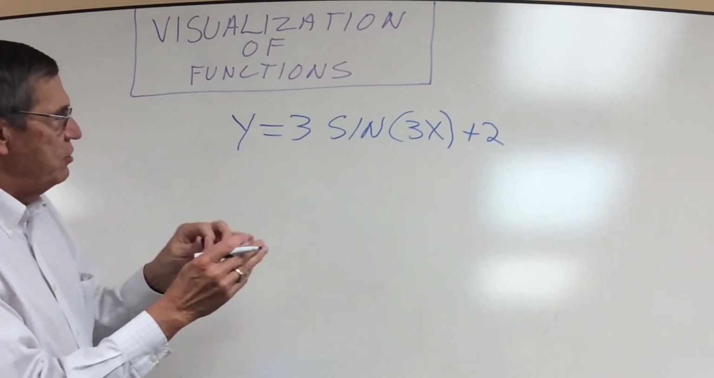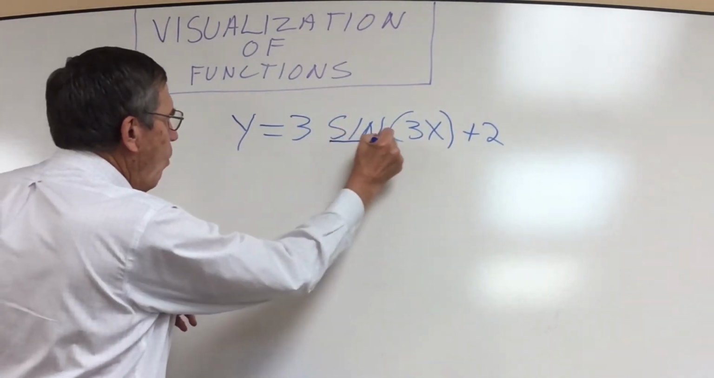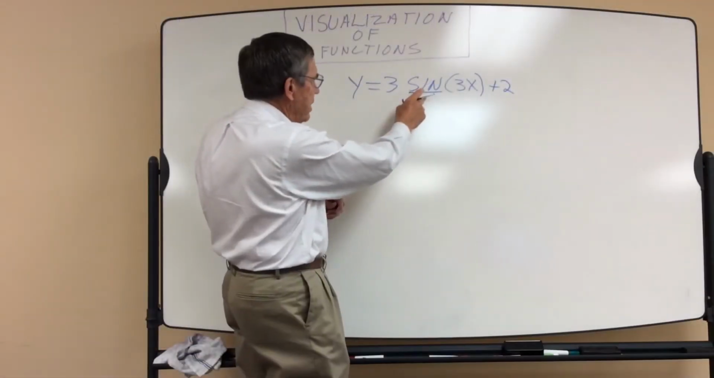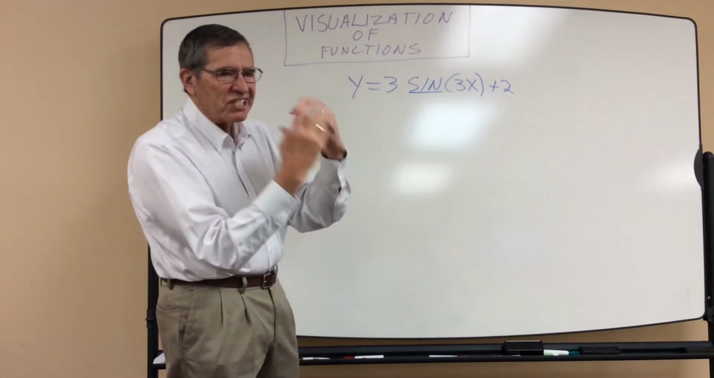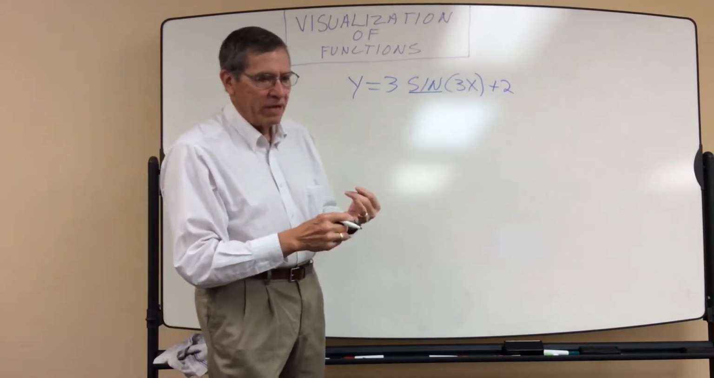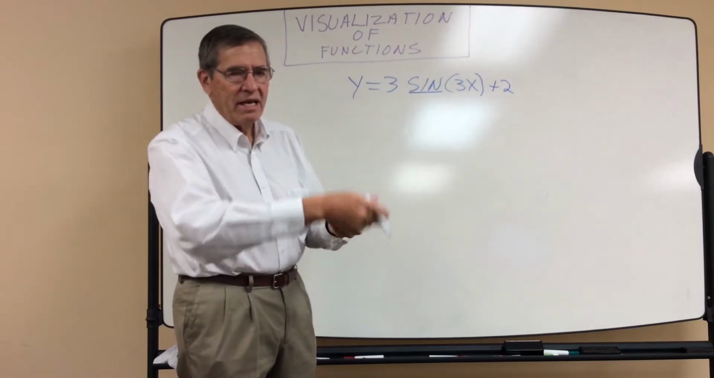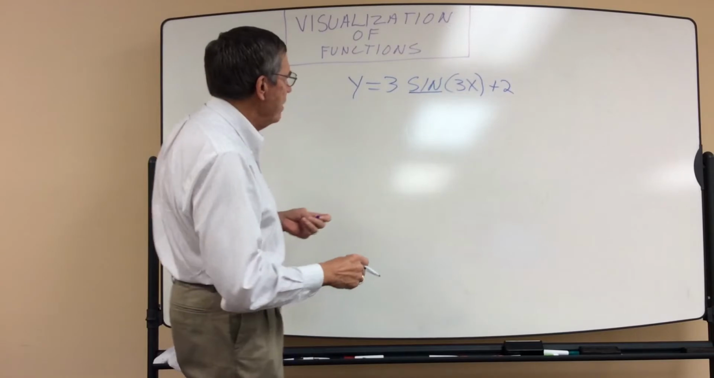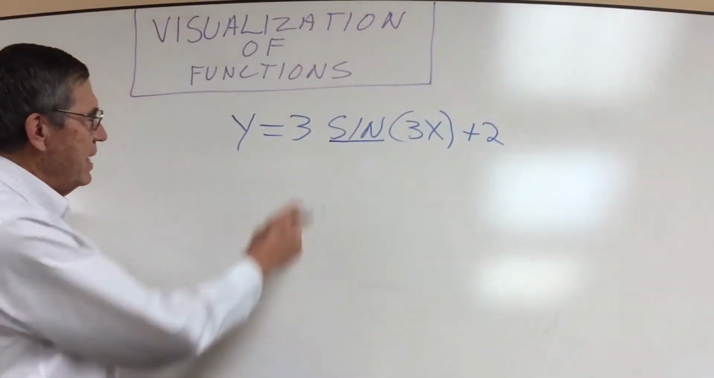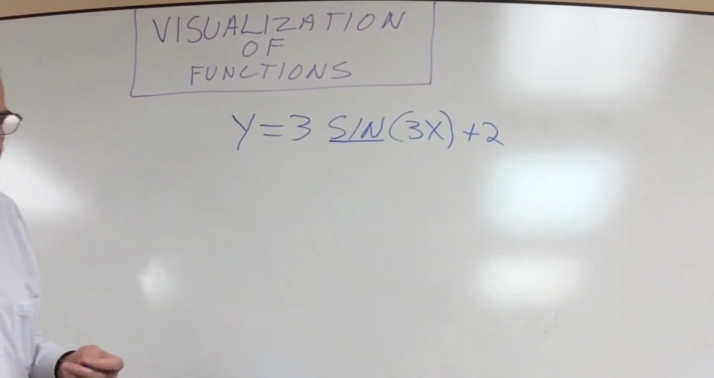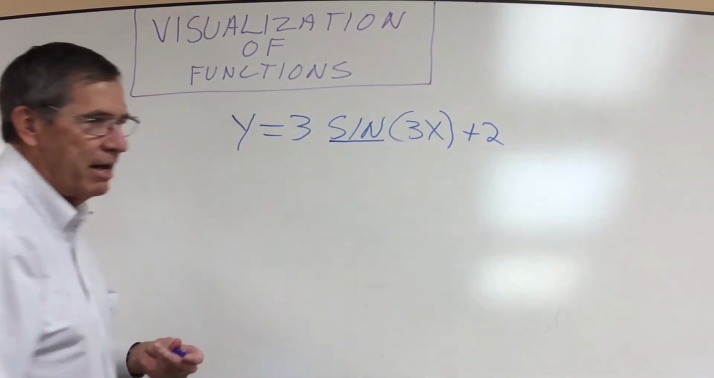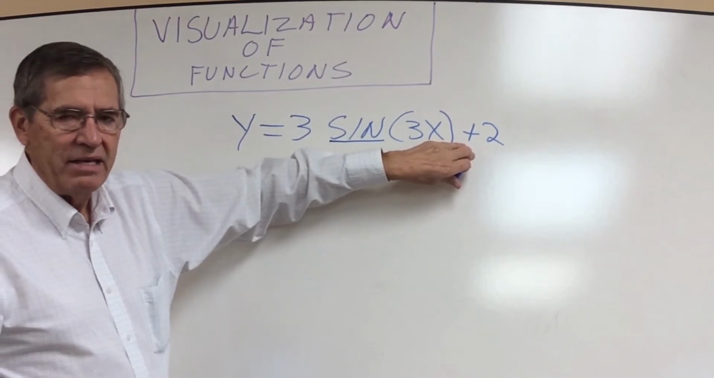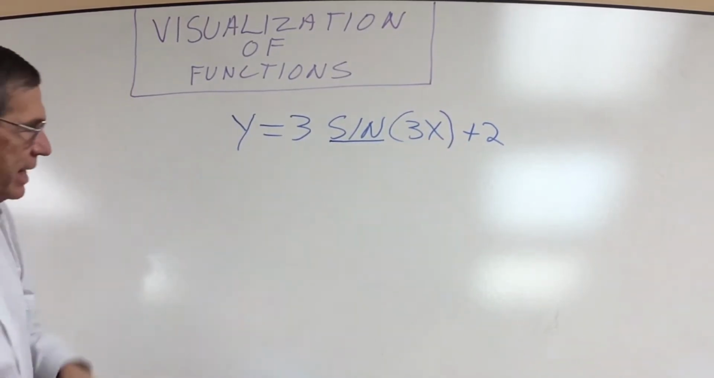Well, first of all, we need to break it apart. What is the class of function? This would be a trigonometric function, and it would be a function of the sine category. Remember, in trig we have sines, cosines, and tangents, and then the reciprocals of those, secant, cosecant, and cotangent. So this is the sine function. It has a 3 out here. It has a 3x in there, and it has a 2 tagged on to the back end of it. So let's see how we might visualize that.